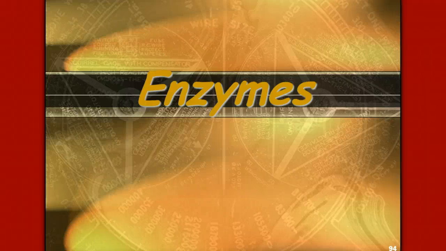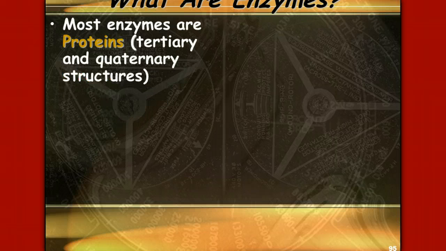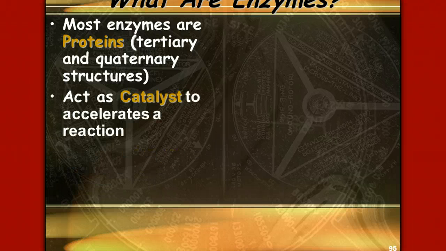Hey everybody, so enzymes. Exactly what are enzymes? Well, enzymes are a type of protein. So let's check this out. Most enzymes are proteins. They're tertiary or quaternary structures, so they're those complex type of proteins that we looked at in the organic macromolecule unit.